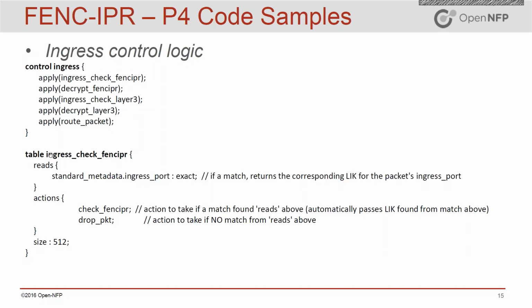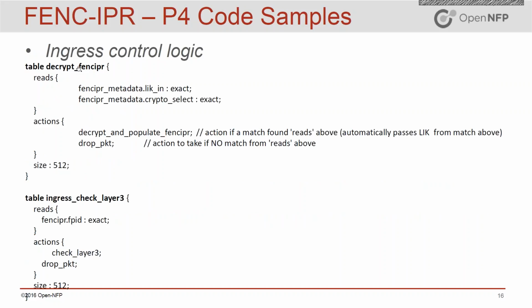So here's what the ingress check FENC-IPR table looks like. It reads the ingress port. We need the ingress port because that's linked to the LIK, the logical interface key, and that's the external table kind of thing. So we're going to read and match on that ingress port, and get the logical interface key, symmetric in this case, that corresponds to that ingress port. Then the action is, if we get a match, of course, and we should, we go to the check FENC-IPR action. And if we don't match, then we drop the packet.